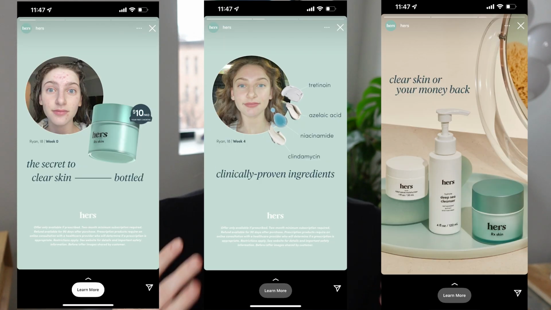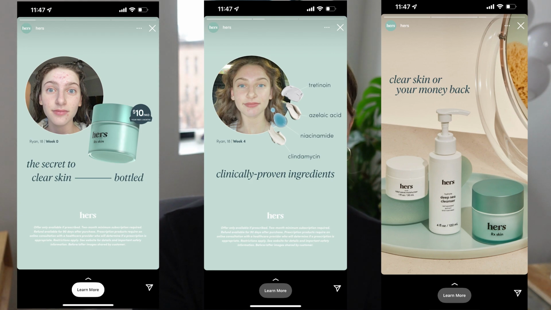Another ad that shows this progression of time strategy really well is this ad from Hers. What's cool about this ad is that it shows the progression of someone's skin from before they started using the products to 4 weeks later. So I actually think that something I'd like to play with a little bit more in regards to this strategy is using carousels to show this type of progression.